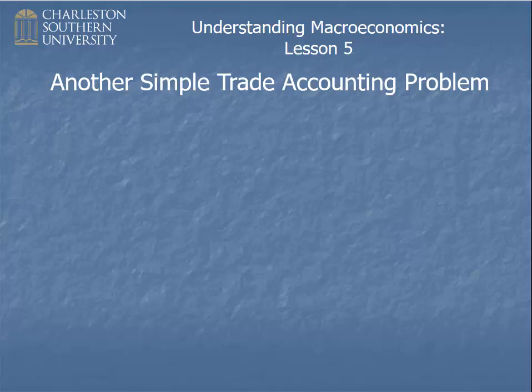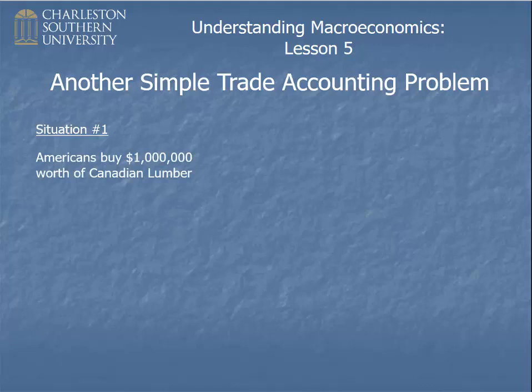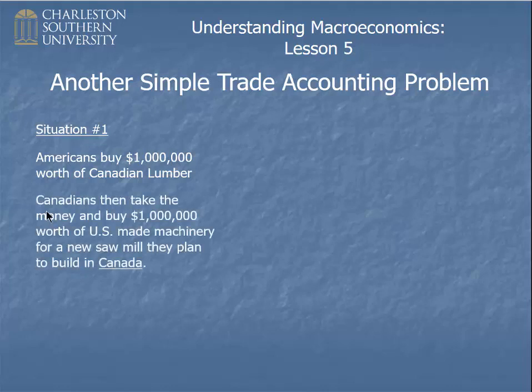This one is put to you in a slightly different way. In the first scenario, let's imagine that Americans buy $1 million worth of Canadian lumber. So that's an import from our perspective of $1 million from Canada. Now let's say then that the Canadians take the money and buy an equal amount, that is $1 million worth of U.S. made machinery for a new sawmill that they plan to build in Canada. So now the question is, what is the merchandise trade balance? I hope you can see that the balance is zero because we imported $1 million and we exported $1 million. See that? That's an easy one.